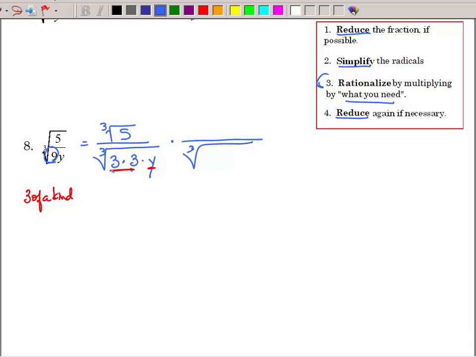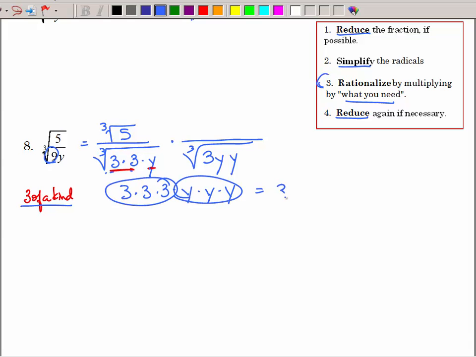So I have 2 3's. I only need to multiply by one more 3 to give me 3 of a kind. But I have 1 y, so I need to multiply by 2 more y's. So look at what I've created down here. That would give me 3 times 3 times 3 times y times y times y. And for a cube root, that would give me 3 of a kind. That's going to equal just 3y in my denominator.